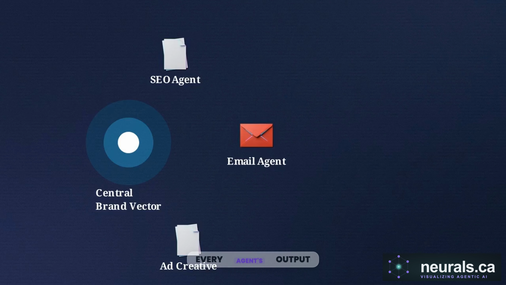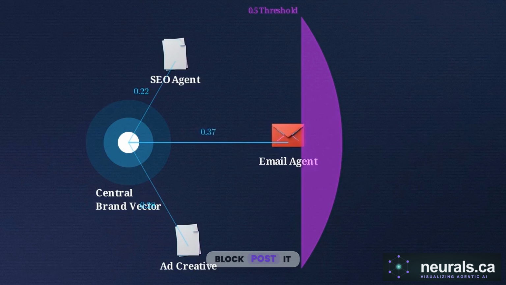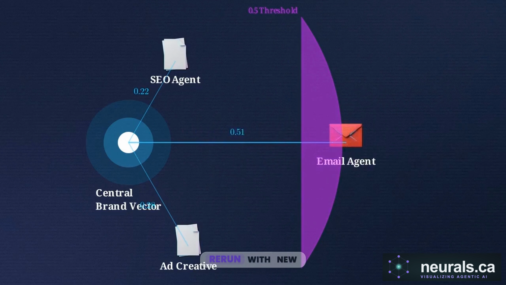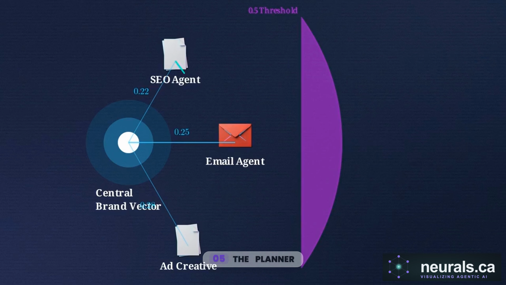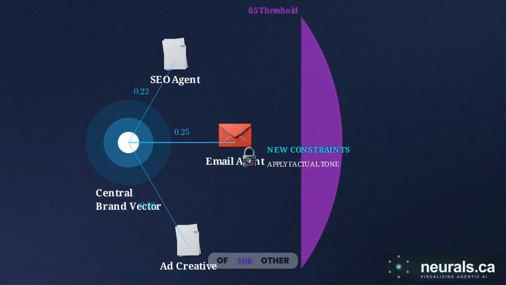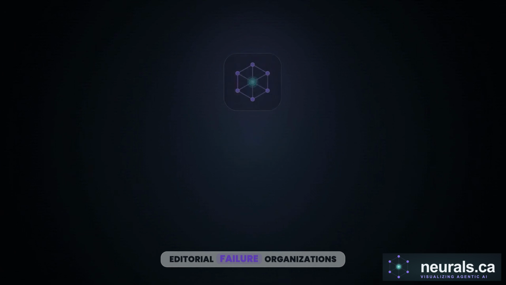We project every agent's output into this space using a contrastive loss function. If an email's vector drifts too far from the approved blog post, it is snapped back and forced to rerun with new constraints. If the cosine distance exceeds 0.5, the planner forces the email subagent to match the factual tone of the other approved assets in the campaign, preventing the disjointed identity that leads to editorial failure.